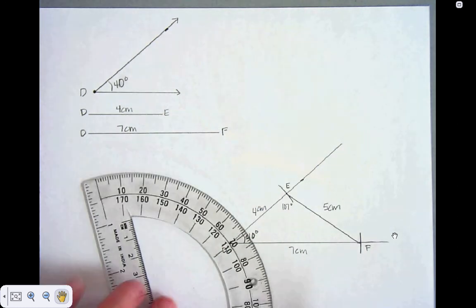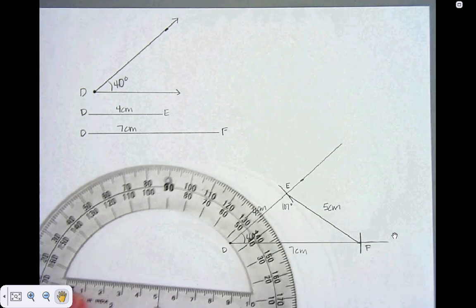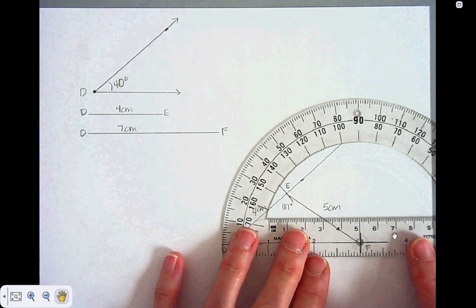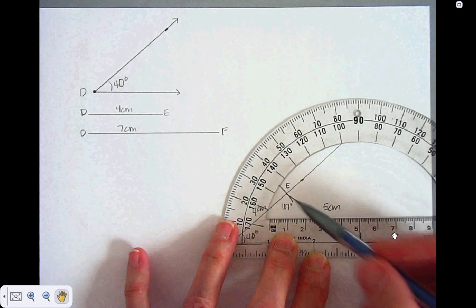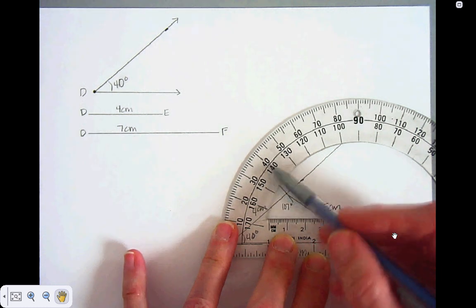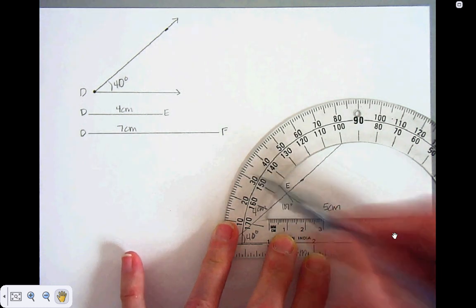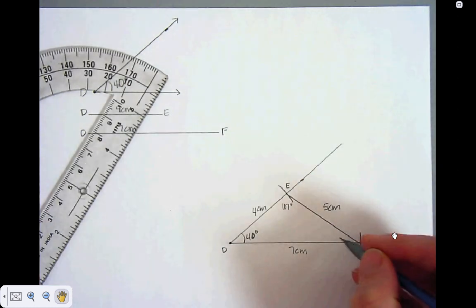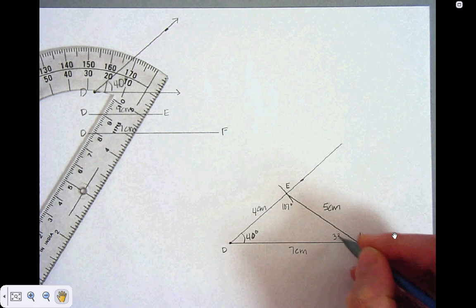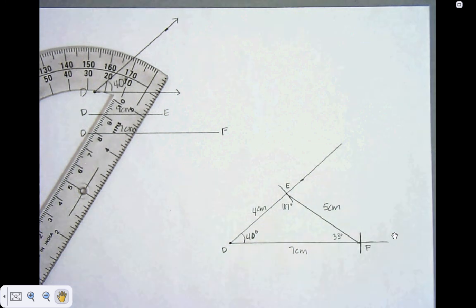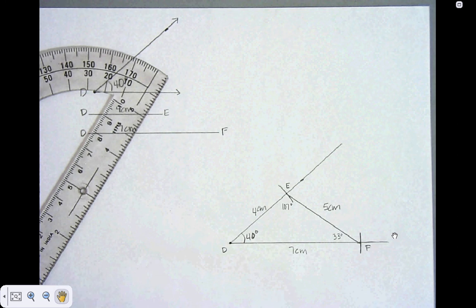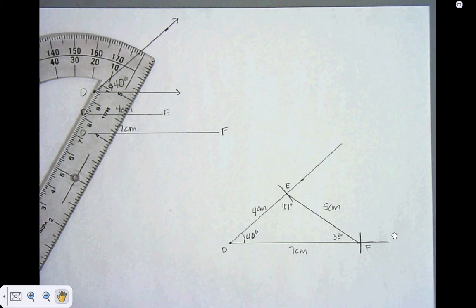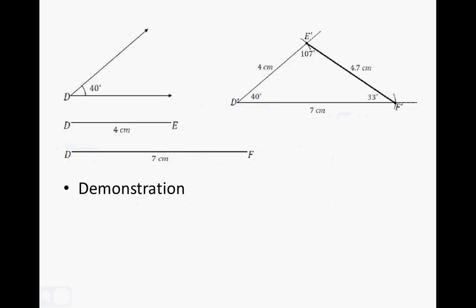Now on the answer key it said that angle F was 33, so let's check that. Put our protractor and look at the line going through. It's between 30 and 40. So yeah, it's almost 33 degrees if we were to measure this out. That would make sense, because 107 and 33 is 140, and then plus 40 would be 180. And we know that all triangles have 180 degrees. So we should have the same thing.